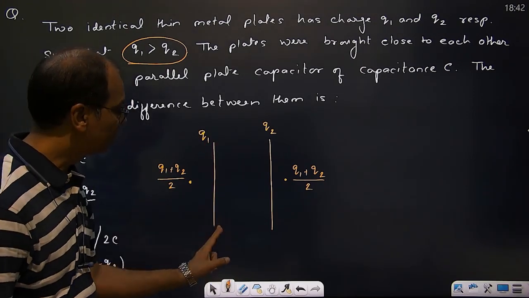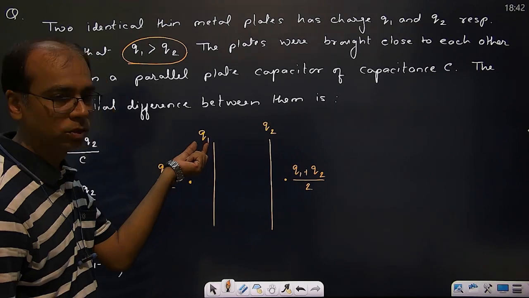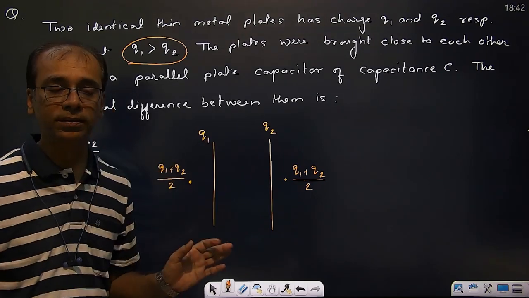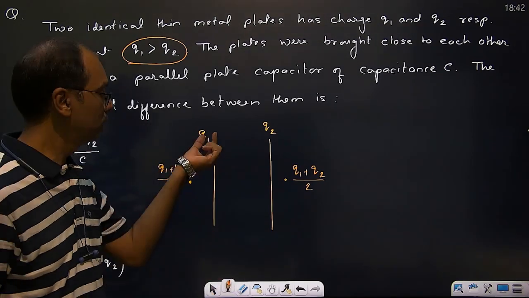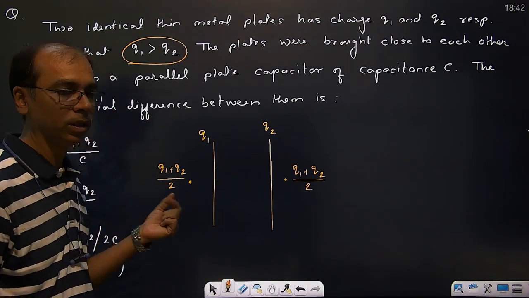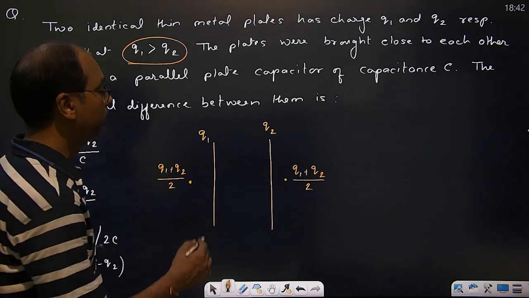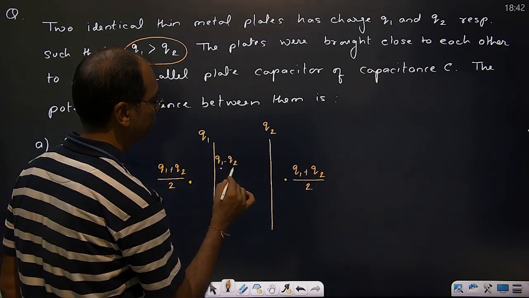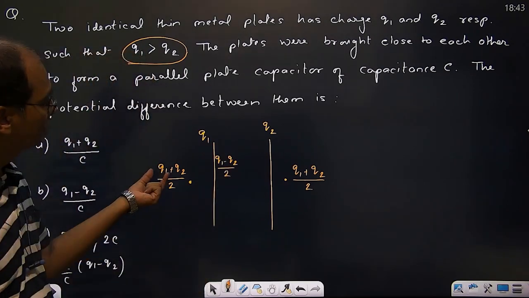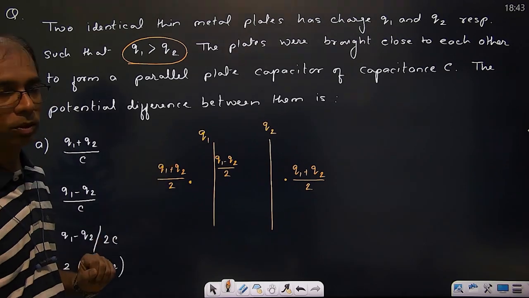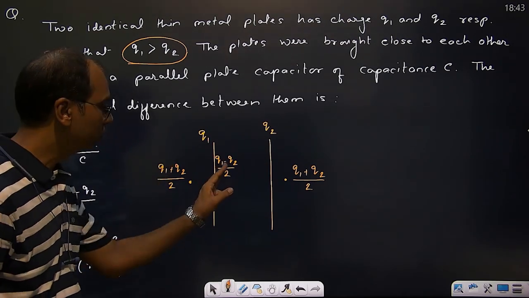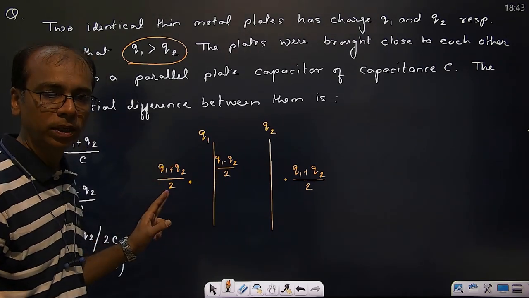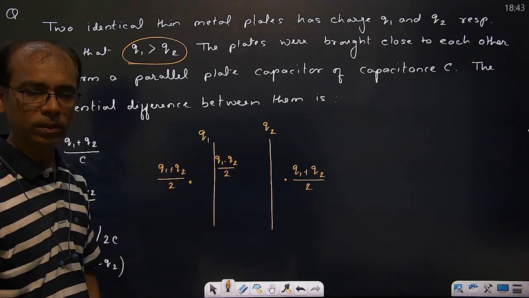Now, how much charge is left over here? Total charge is Q1. It will remain Q1 because nobody is giving the charge, nobody is taking the charge. Here is (Q1 plus Q2) by 2, so here will be (Q1 minus Q2) by 2. Now add both, and it will come Q1 only, because Q2 by 2 and Q2 by 2 will get cancelled, and Q1 by 2 plus Q1 by 2 is Q1.